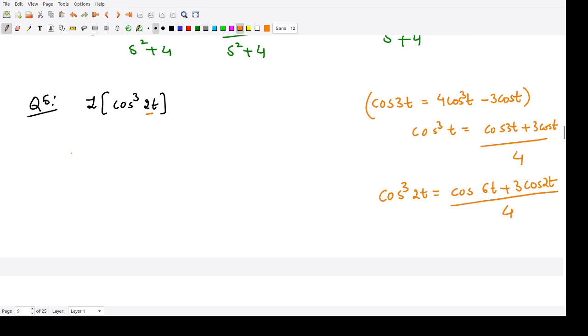So this is the formula, and we'll be using it. We would have the Laplace transform of (cos 6t plus 3 cos 2t) divided by 4. Now we can use the linearity property.